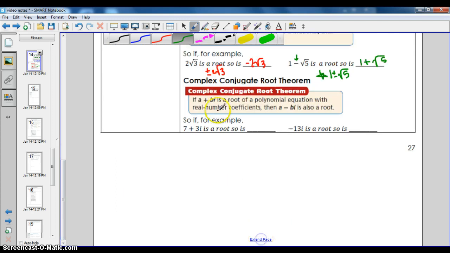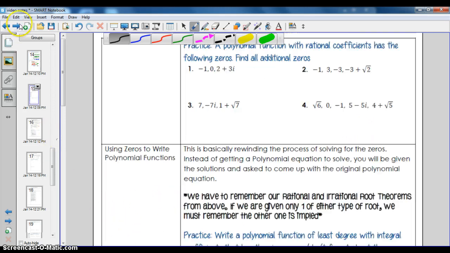So try these next two on your own, and then check when you are ready. All right, so let's go ahead and check. So if it's 7 plus 3i, then you should also represent 7 minus 3i. If it's negative 13i, then you should also have positive 13i represented as well.